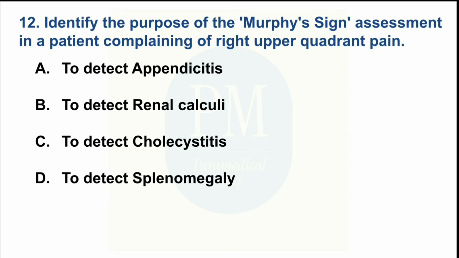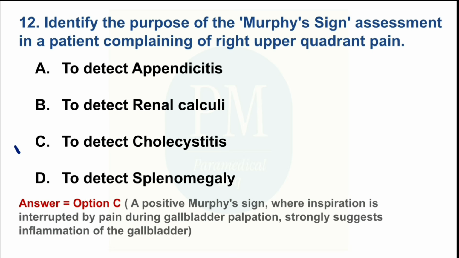Identify the purpose of the Murphy's sign assessment in a patient complaining of right upper quadrant pain. Option A. To detect appendicitis. Option B. To detect renal calculi. Option C. To detect cholecystitis. Option D. To detect splenomegaly. The correct option is option C. To detect cholecystitis.